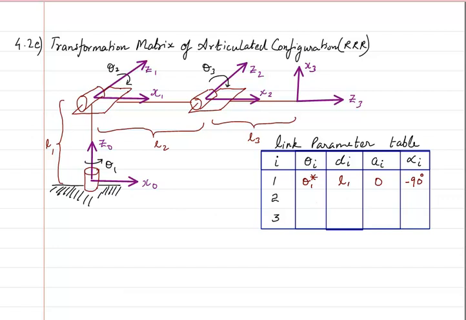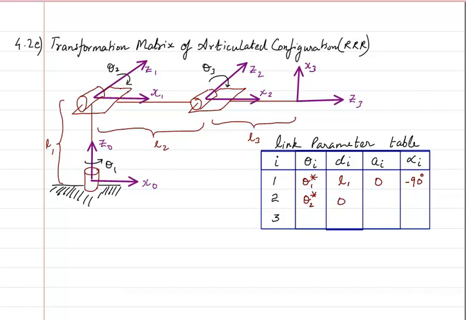Going from the first frame to the second frame, going from frame 1 to frame 2, that is x1, z1 to x2, z2. Here x1 and x2 are already parallel to each other, but there is a link variable, so I will write that as theta2 star. And then d is the distance I move in the z direction so that both of them are collinear. Here both of them are already collinear. x1 and x2 are already collinear, so I will write it as 0.